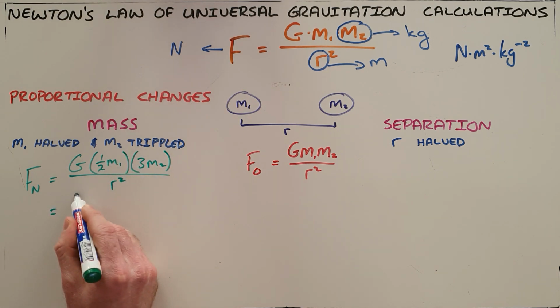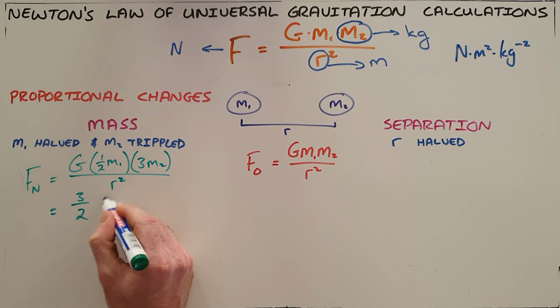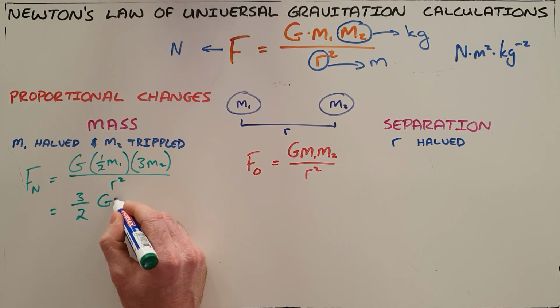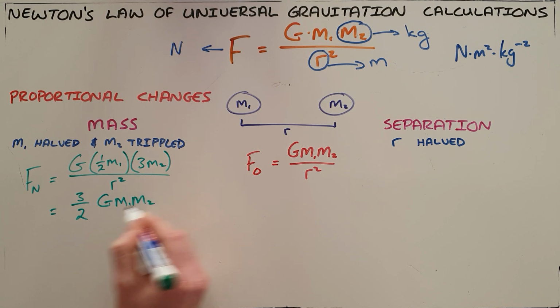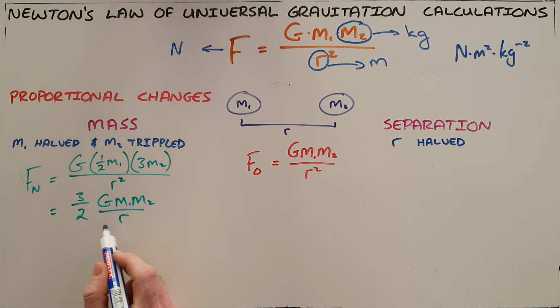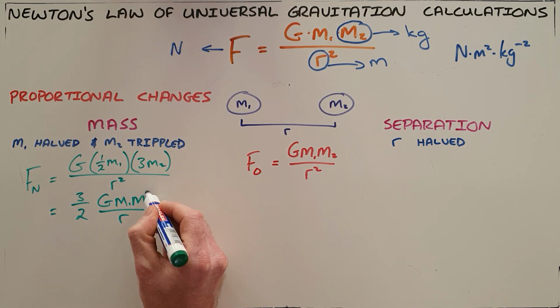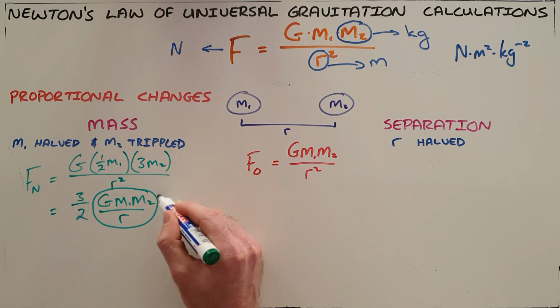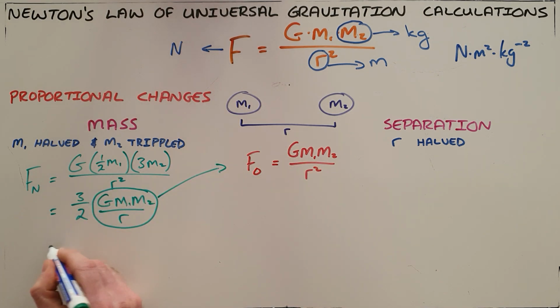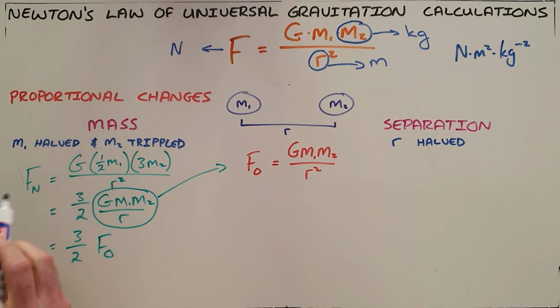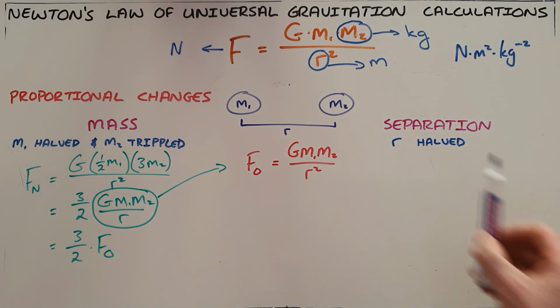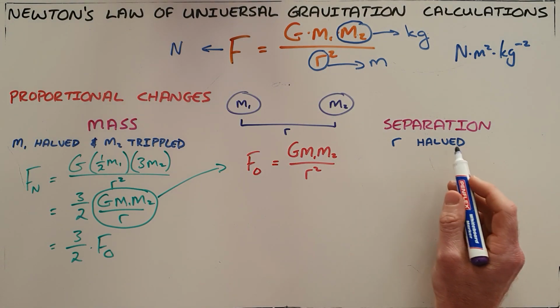We can then simplify that to find that we can take out a fraction 3/2 times m1 m2 over r squared. What then allows us to see that this over here is the original force and can be substituted with that. So we get a final answer that says to us that the new force is equal to 3/2 times the original force.